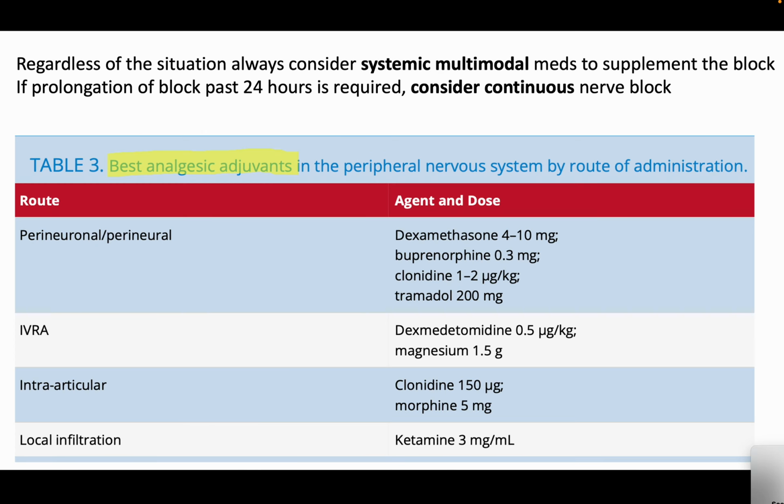So now, next move to next topic, our adjuvants. Usually adjuvants are added to prolong the block. So first, always use systemic multimodal. And then if you really need a long-lasting block, consider continuous nerve blocks, continuous catheter.